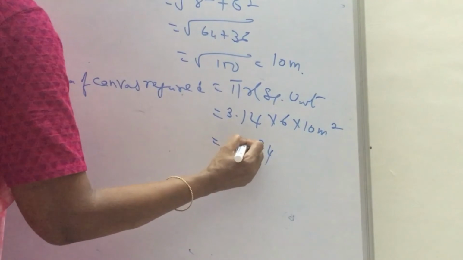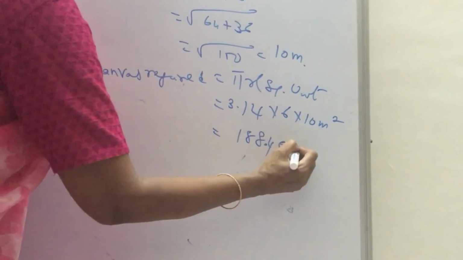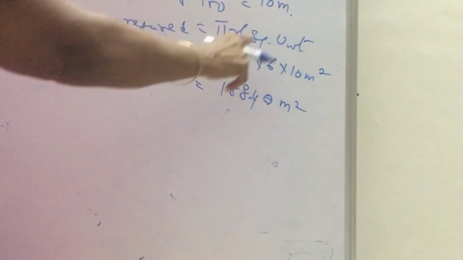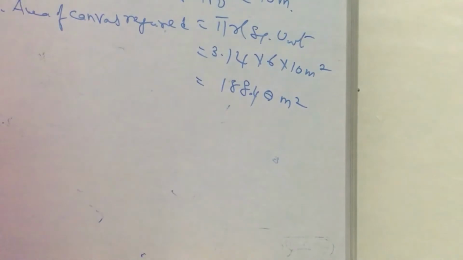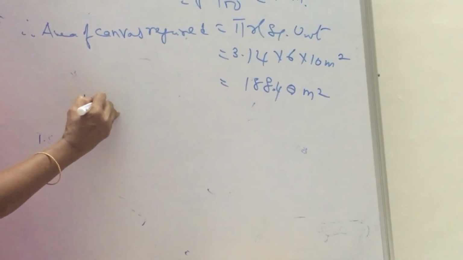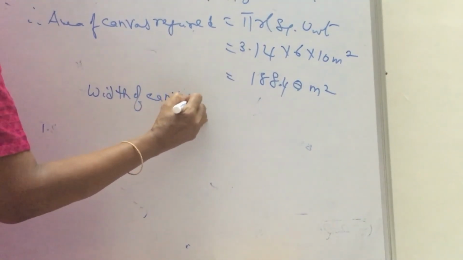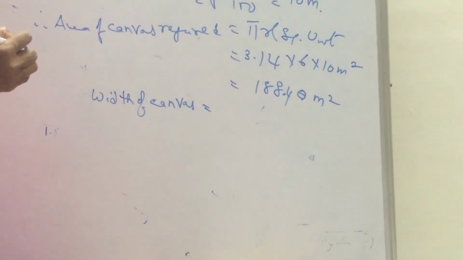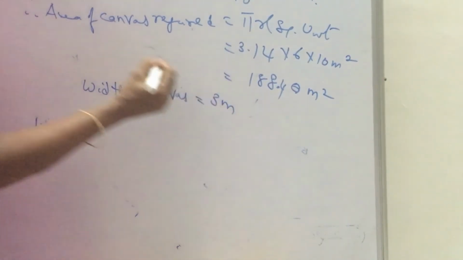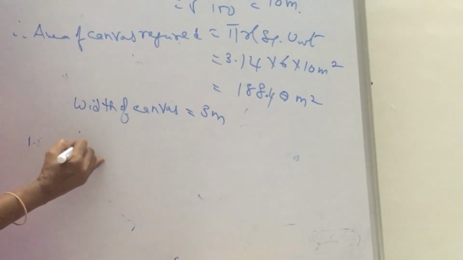3.14 into 6 into 10, that is equal to 188.4 meter square. Yes, area of canvas. And what is the width of canvas, children? The width of canvas is equal to how much? The width is how much, children? 3 meters. So, you know the area of canvas required and the width of the canvas.